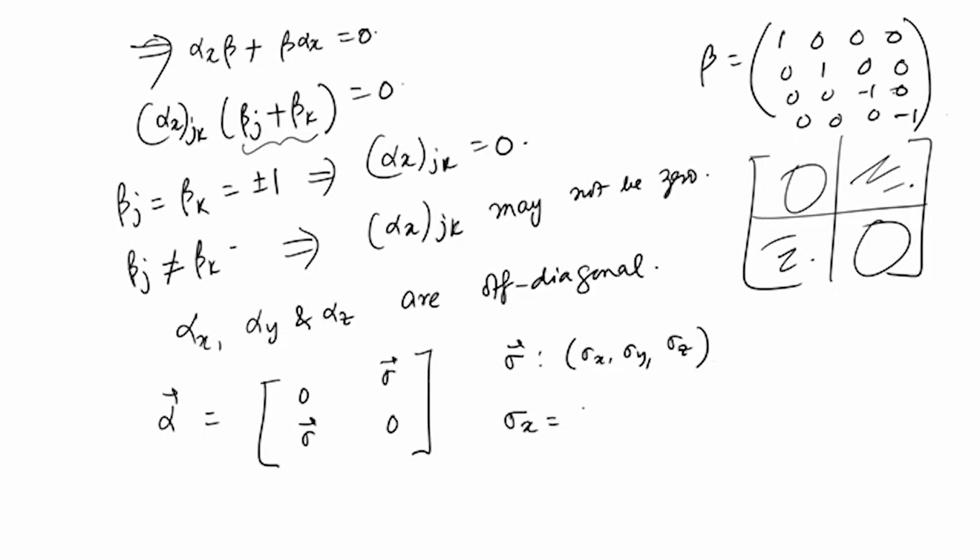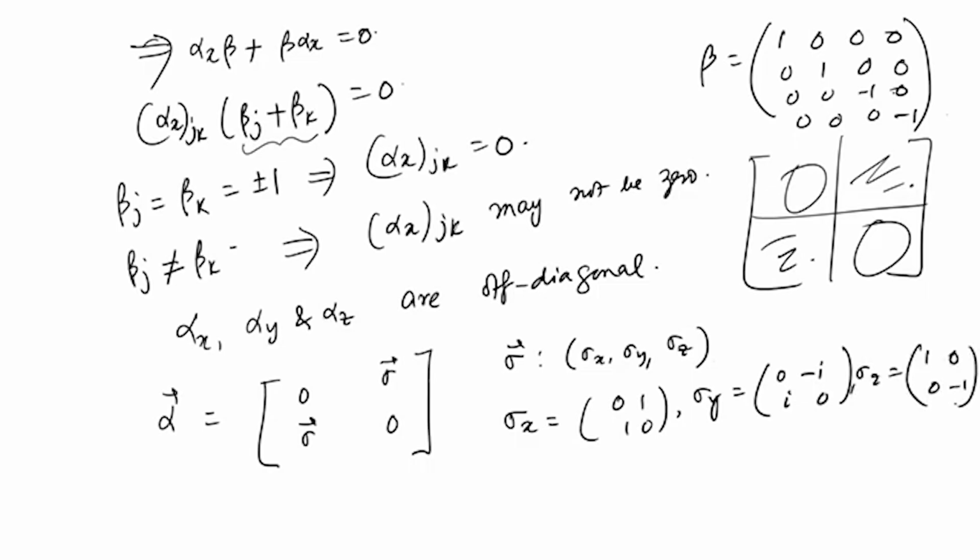Just to remind you that sigma x is equal to [[0,1],[1,0]], sigma y is equal to [[0,-i],[i,0]], and sigma z is the diagonal one, which has [[1,0],[0,-1]]. Okay. So, now why is it 4 by 4 and not larger than that?